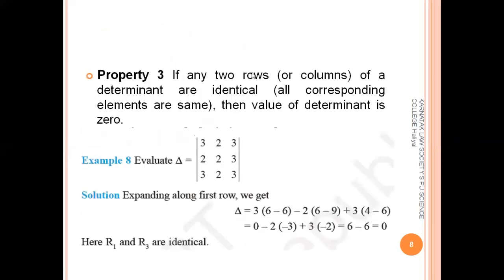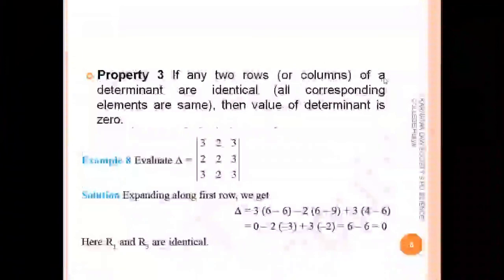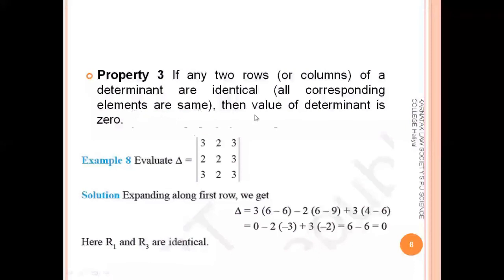Now the third property is, property 3: if any two rows or columns of a determinant are identical, that is all the corresponding elements are the same, then the value of the determinant is 0. If you get any two rows or two columns identical, that is the same numbers, then the value of the determinant is equal to 0.